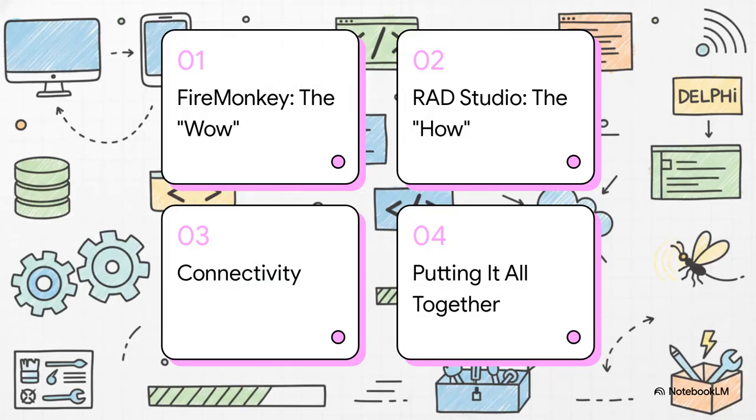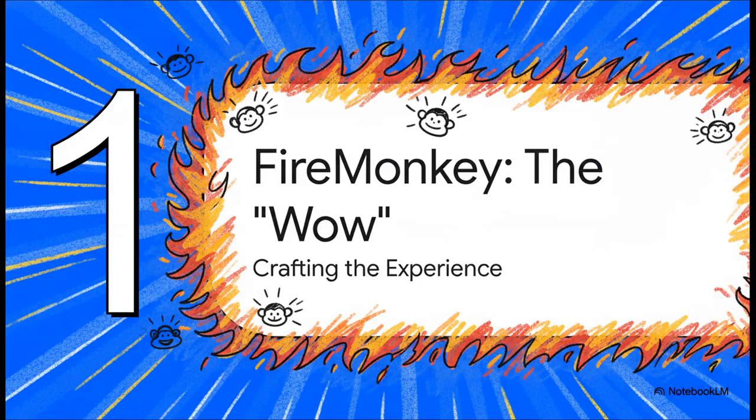Okay, so here's the plan. First, we're going to look at the FireMonkey visual engine. That's the wow. Then we'll get into the how, which is all about what RAD Studio brings to the table. After that, we'll talk connectivity, because every app needs to talk to the outside world. And finally, we'll put it all together. All right, let's jump right in with that wow factor.